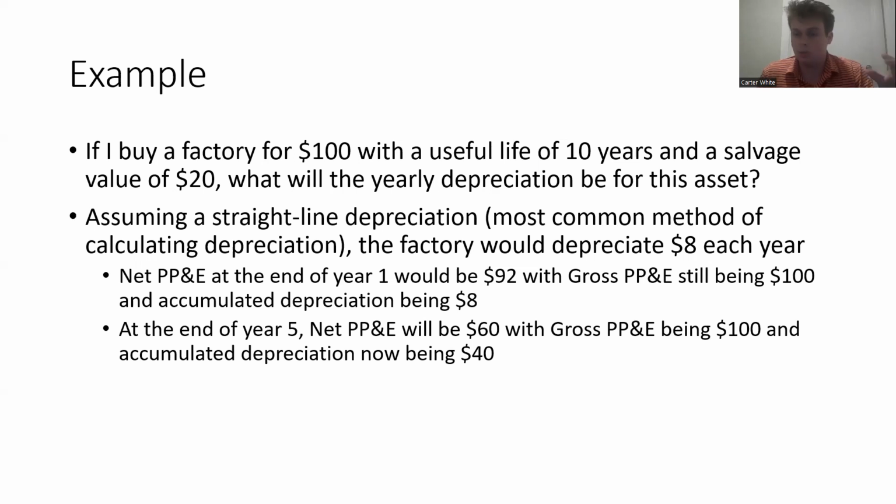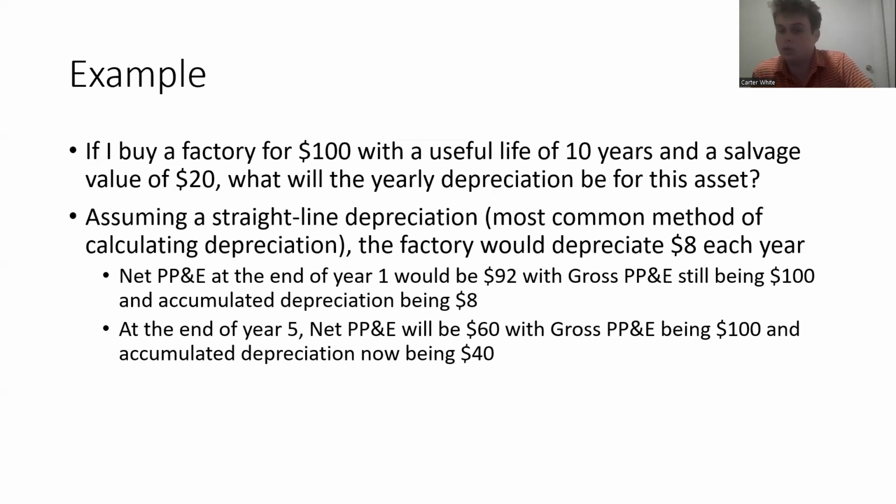So 80 total depreciation amount over the 10-year period divided by 10. That means we're going to incur $8 of depreciation each year. So your net PP&E at the end of year one would be $92. Remember, net PP&E is just whatever the book value of the asset is at a certain point in time. So if it's been a year, that means this asset has gone down in value because it's depreciated. So now it'd be worth $92.